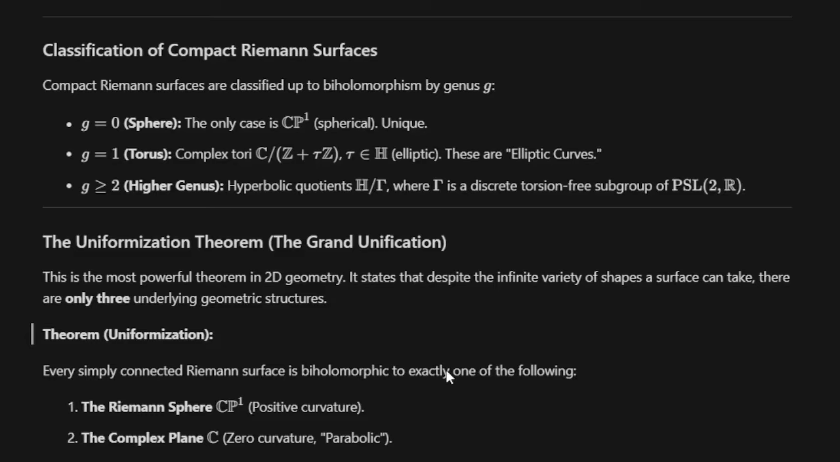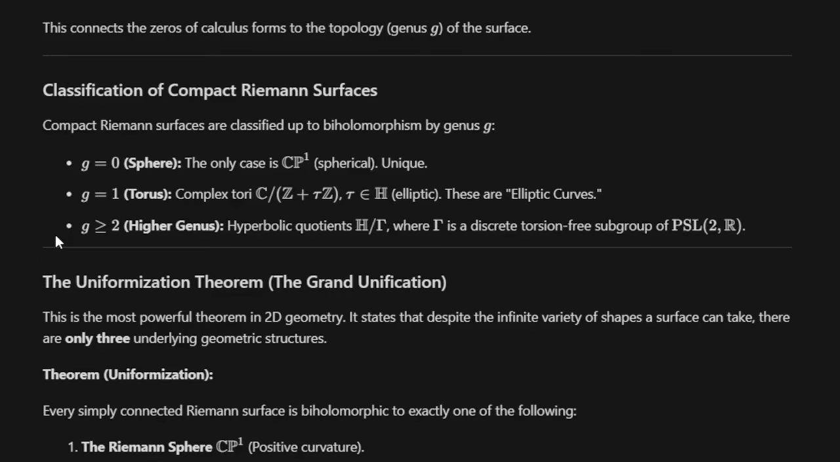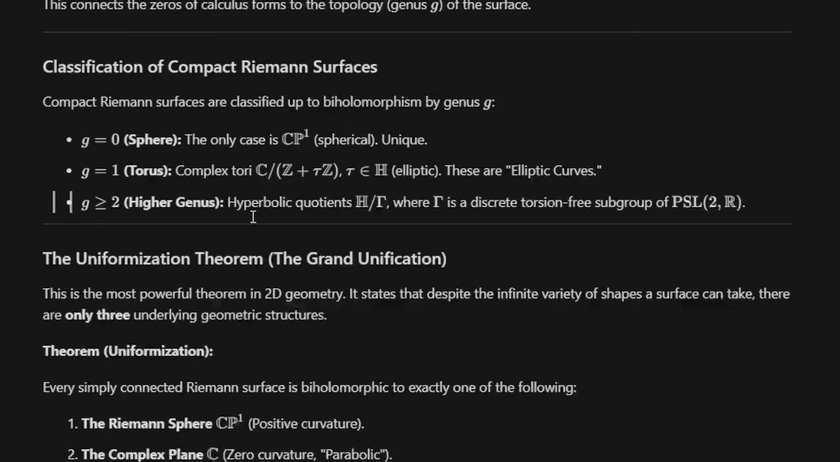Now, if we look at higher genus, hyperbolic quotients would be the upper half plane quotiented by gamma, where gamma is something called a discrete torsion-free subgroup of PSL(2, R). All right. I actually have no idea about this. I will have to study this, but I wrote it down. So that's just another thing. We can classify compact Riemann surfaces.